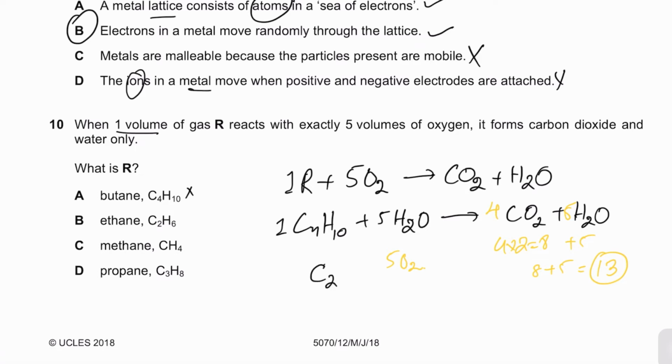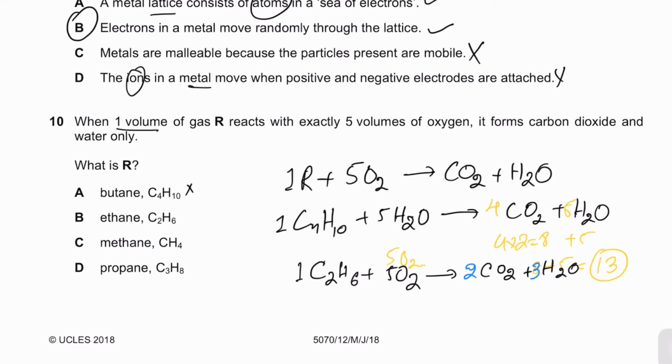So ethane. 1C2H6 plus 5O2 will give us CO2 plus H2O. Again, we're going to try to balance it. So we have 2 over here, and you've got 3 over here. And the total number of oxygen will be 4 plus 3, which is 7. But over here, the total number of oxygen is 10. So the answer is neither A nor B.